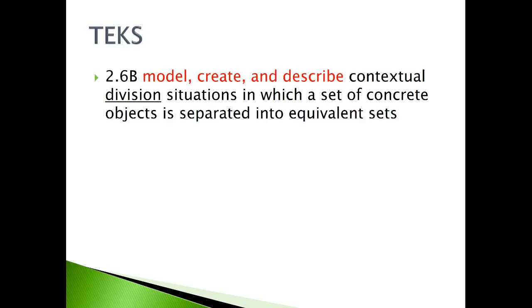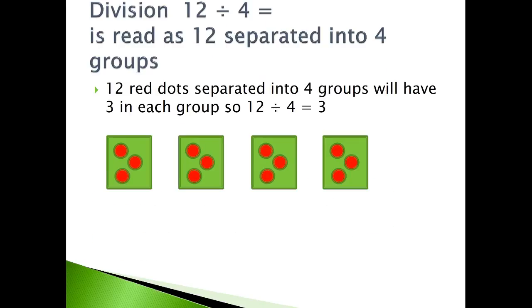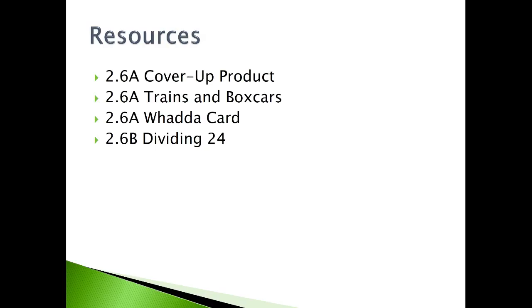So 2.6b is to model, create, and describe contextual division situations. And just as you did multiplication with added subtraction, added addition, adding sets multiple times, whether it's 4 sets of 3, or with division, we're going to do repetitive subtraction. So here, dividing 12 by 4 is equal to 3. We're going to separate 12 into groups of 4. So we have 4 groups with 3 in each group.